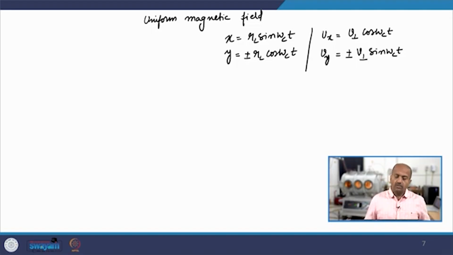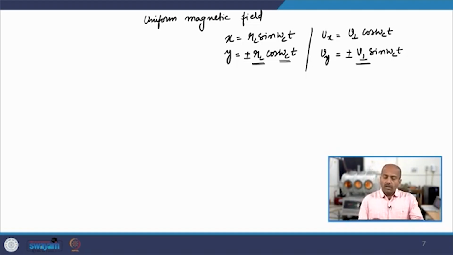Now, the important concept that you have to understand from this is that when the magnetic field is uniform, this is how the position coordinates x and y can be written, where R_L is the radius of gyration, omega_c is the gyration frequency, V perpendicular is the perpendicular component of velocity, right. So, these two, x and y, exhibit a circular motion with a radius R_L. If you take x square plus y square, you will get R_L square. So, what does it mean? It is moving in a circular path with R_L as the radius.